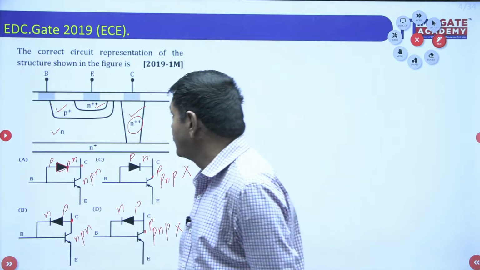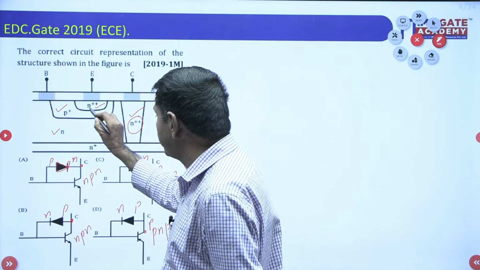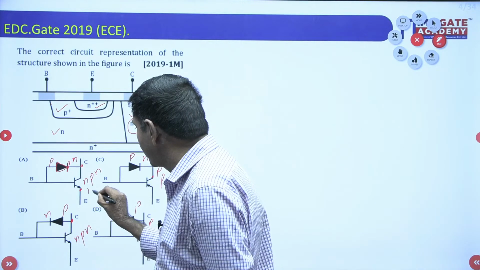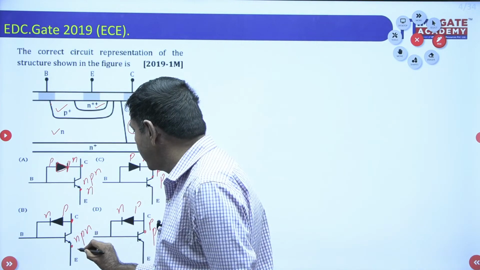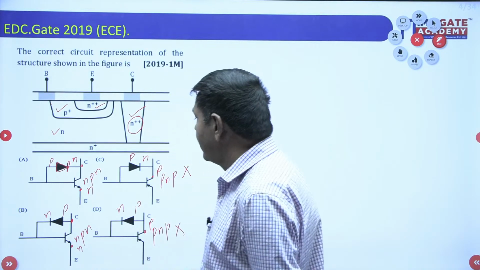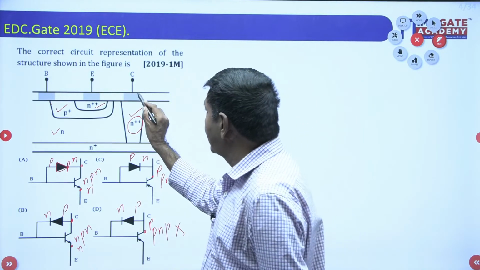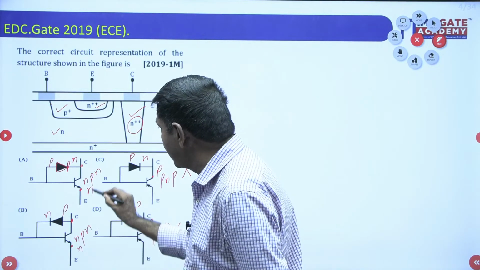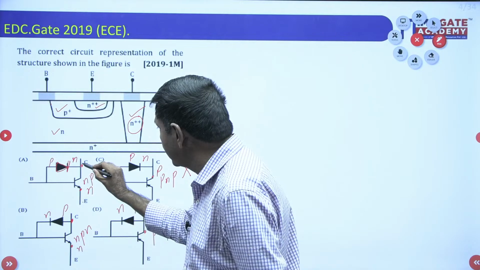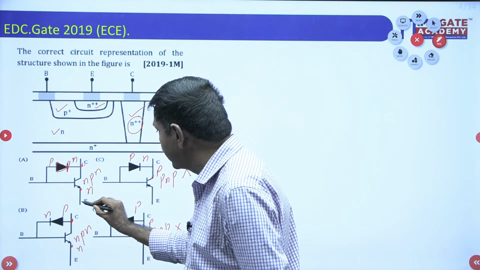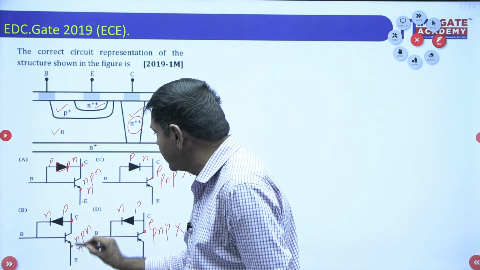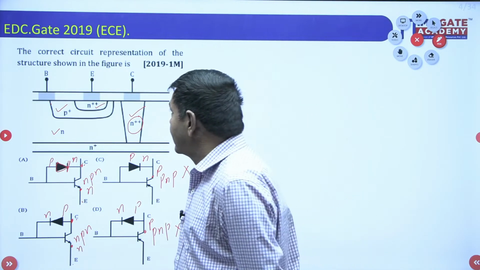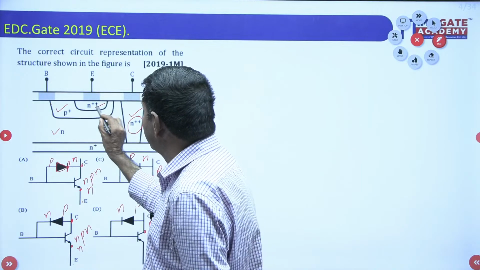Next, you watch, the emitter is N-type. This emitter is also N-type, no doubt. Now please watch collector and emitter: the collector is N, the emitter is N. Both are N-type semiconductors only. Next, base and emitter you watch.